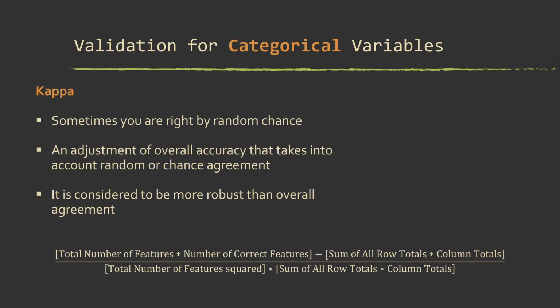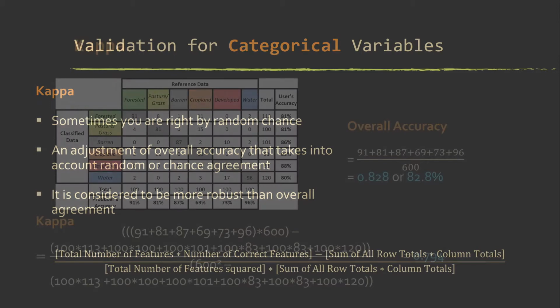Okay, so kappa is another measure. Sometimes you can get samples correct just by random chance, which can inflate the reported level of accuracy, so it's unrepresentative of the actual reality. Basically, kappa offers an adjustment or correction for accuracy that takes into account this chance agreement. So it's basically chance-adjusted overall accuracy, and we'll look in a minute at how that's calculated.